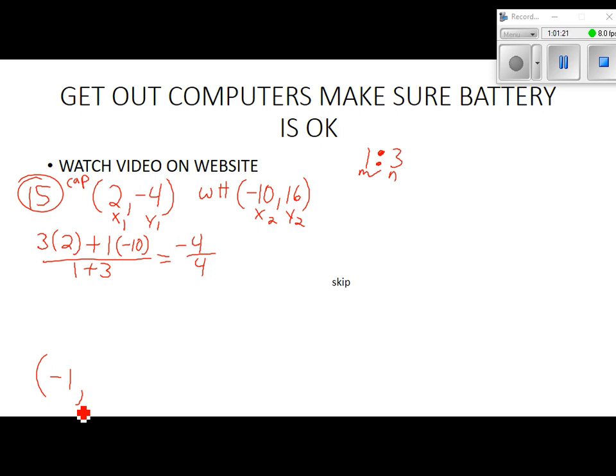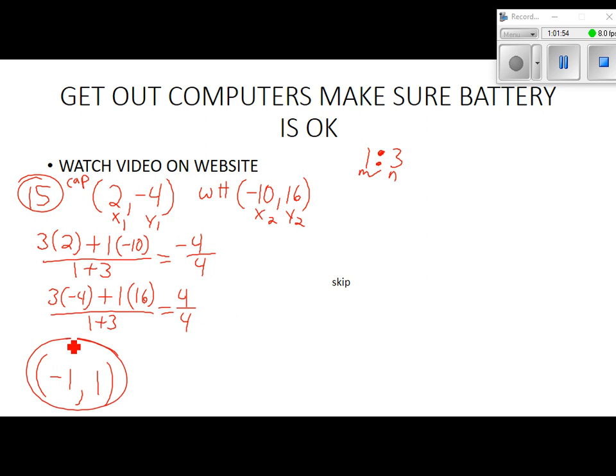N is 3. Y sub 1 is -4. M is 1, sorry. And Y sub 2 is 16, over 1 plus 3 again. And again, I wrote it backwards, so it doesn't matter on the bottom. What's on top? 4. What's on bottom? 4 divided by 4 is? 1. So that's one of the points, if we start at the Capitol and go to the White House.